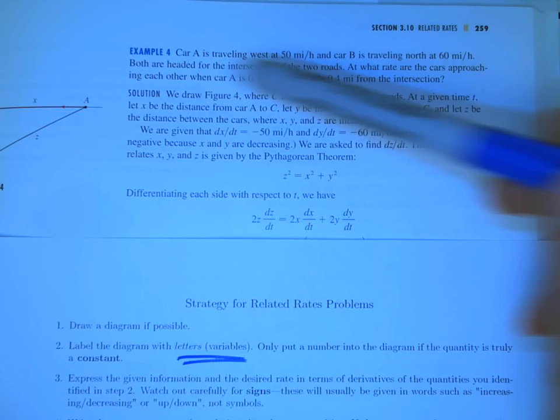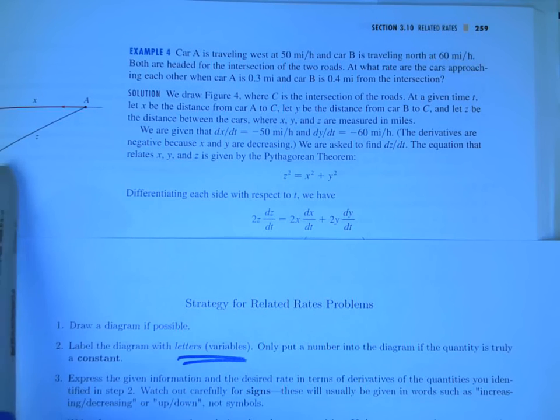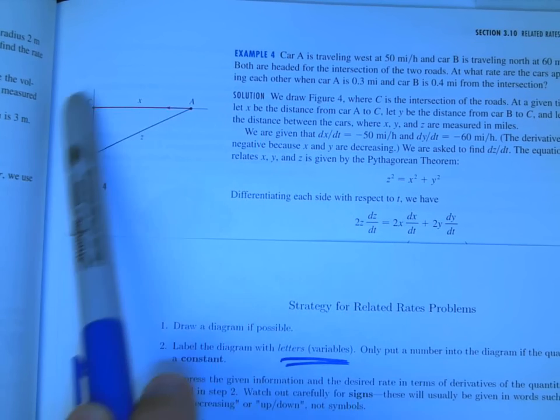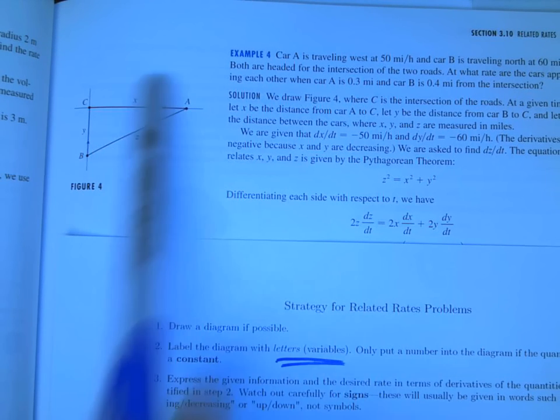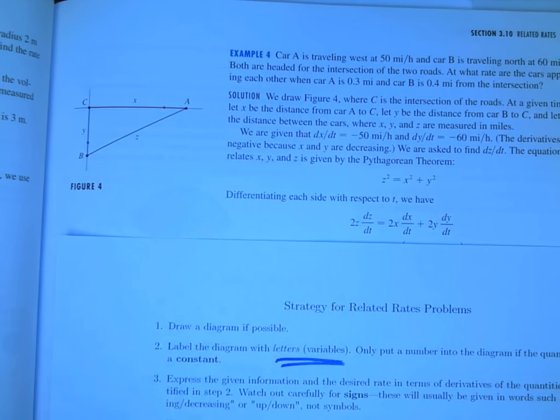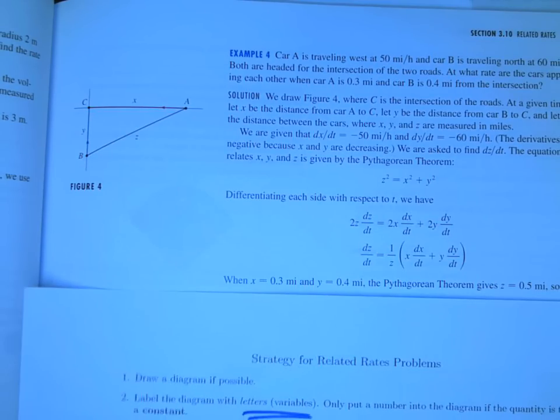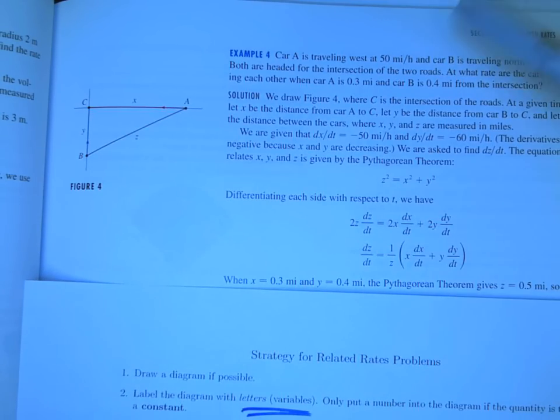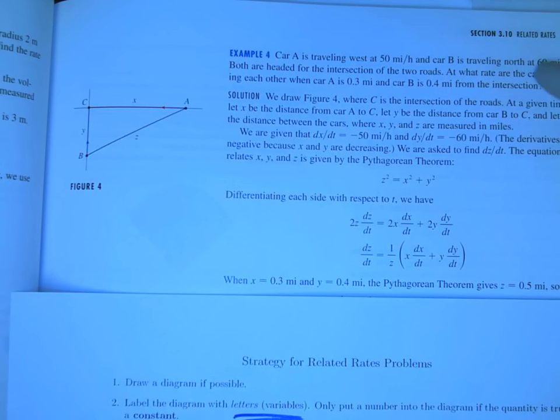Example 4, we've got 2 cars moving, and they draw a diagram. They draw the diagram, and we've got a right triangle. Okay, sounds like Pythagoras is probably going to be our master equation. And what's really different about this is that they're given 2 rates of change.